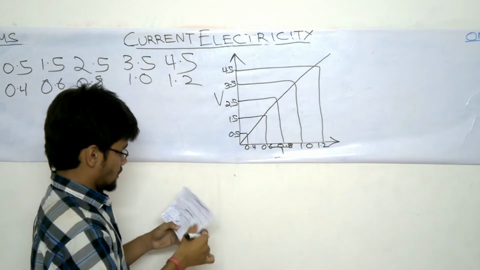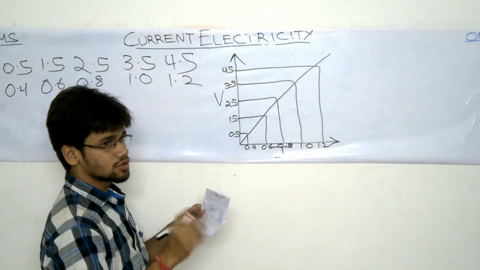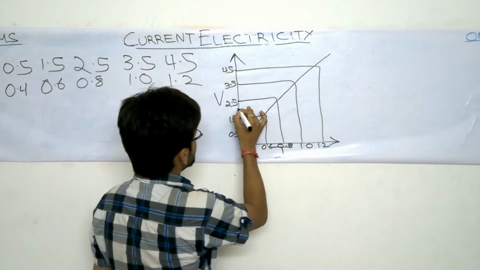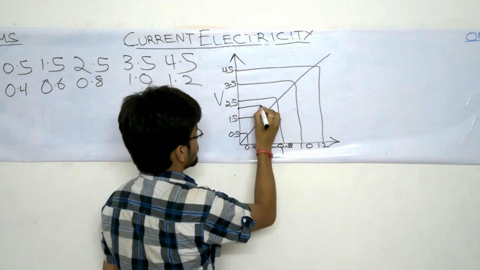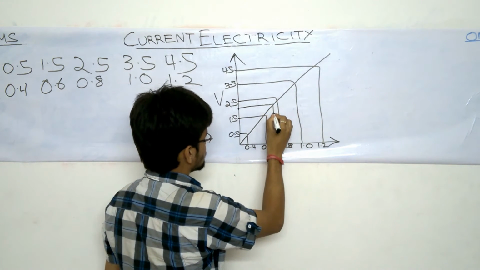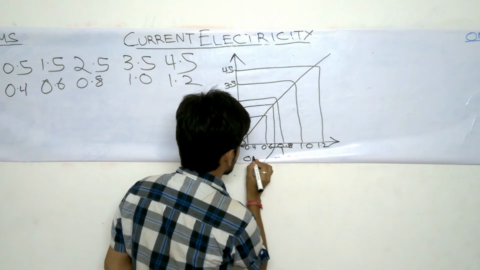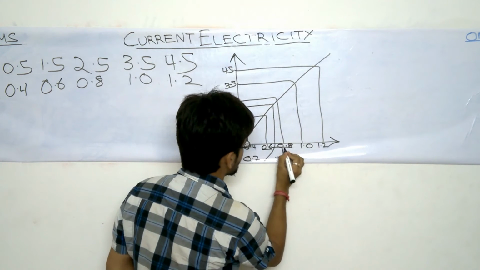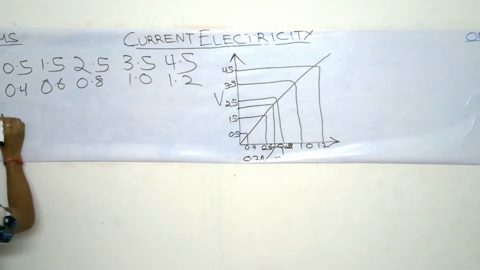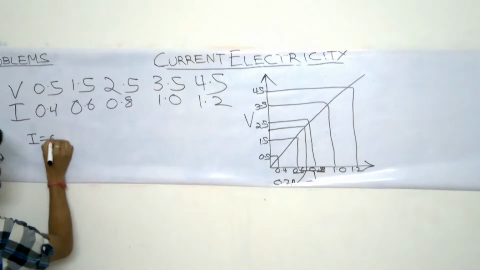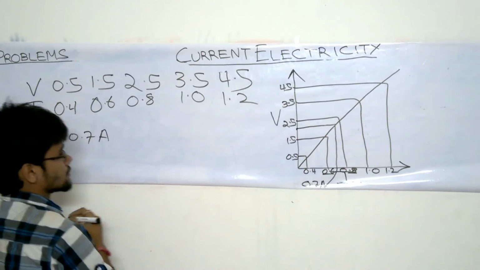Okay. Now our first question is current when voltage is 2 volt. So voltage will be 2 volt here between 1.5 and 2.5. Just take a straight line, and this point will be the current, that is between 0.6 and 0.8. I'll write the answer here. So for our first question, the current is 0.7 ampere when the voltage is 2 volt.